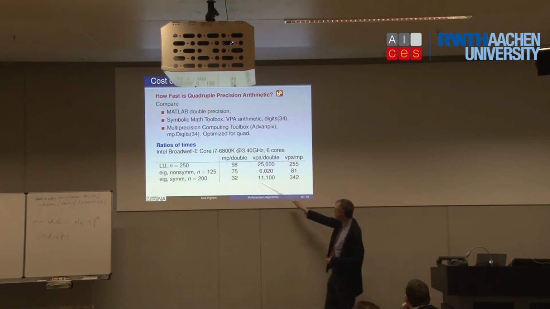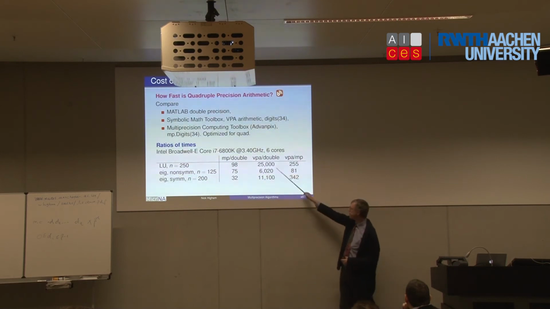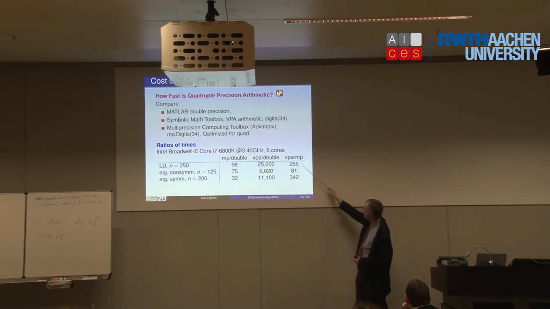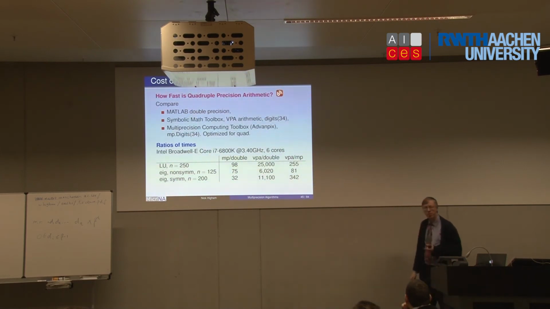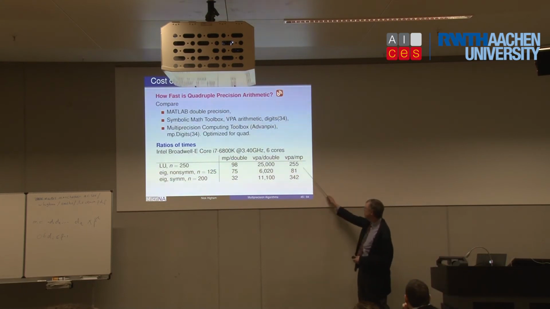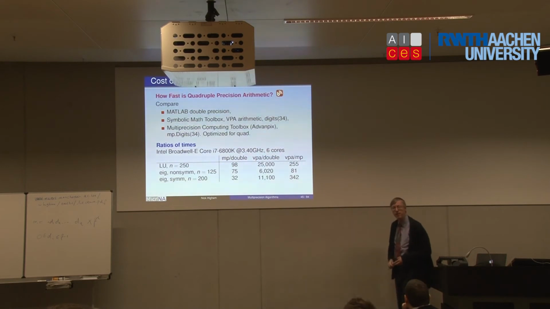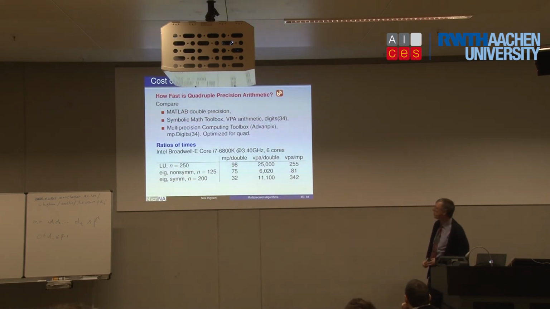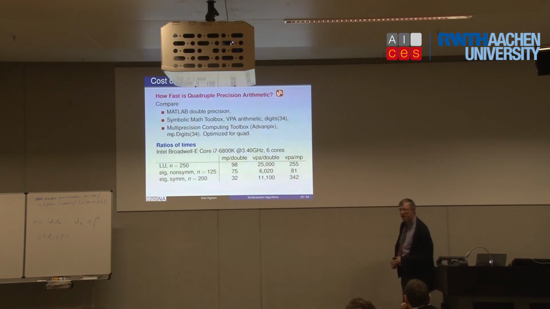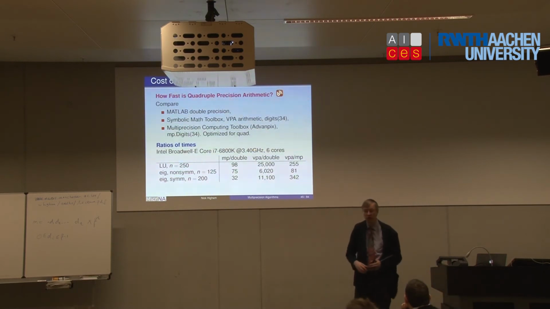And here are the ratios for the Advampix. These are the ratios for the MATLAB. And here's the ratio of VPA to MP. So what you can see is two things, I think. First of all, quad precision is maybe one to two orders of magnitude slower than double, according to this measure. And secondly, that the Advampix toolbox is actually doing quite a bit better job in terms of speed than the MATLAB toolbox.